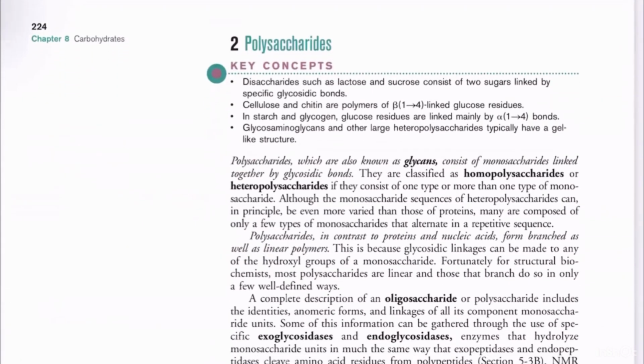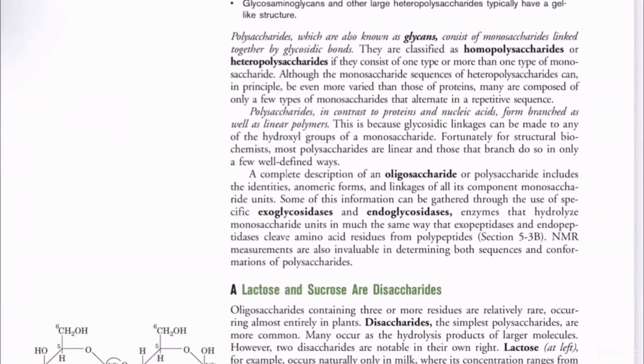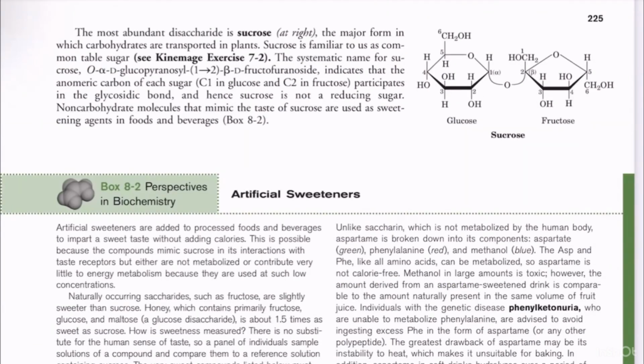Fine. Polysaccharides are of two types: homopolysaccharides and heteropolysaccharides. The most abundant disaccharide is sucrose.